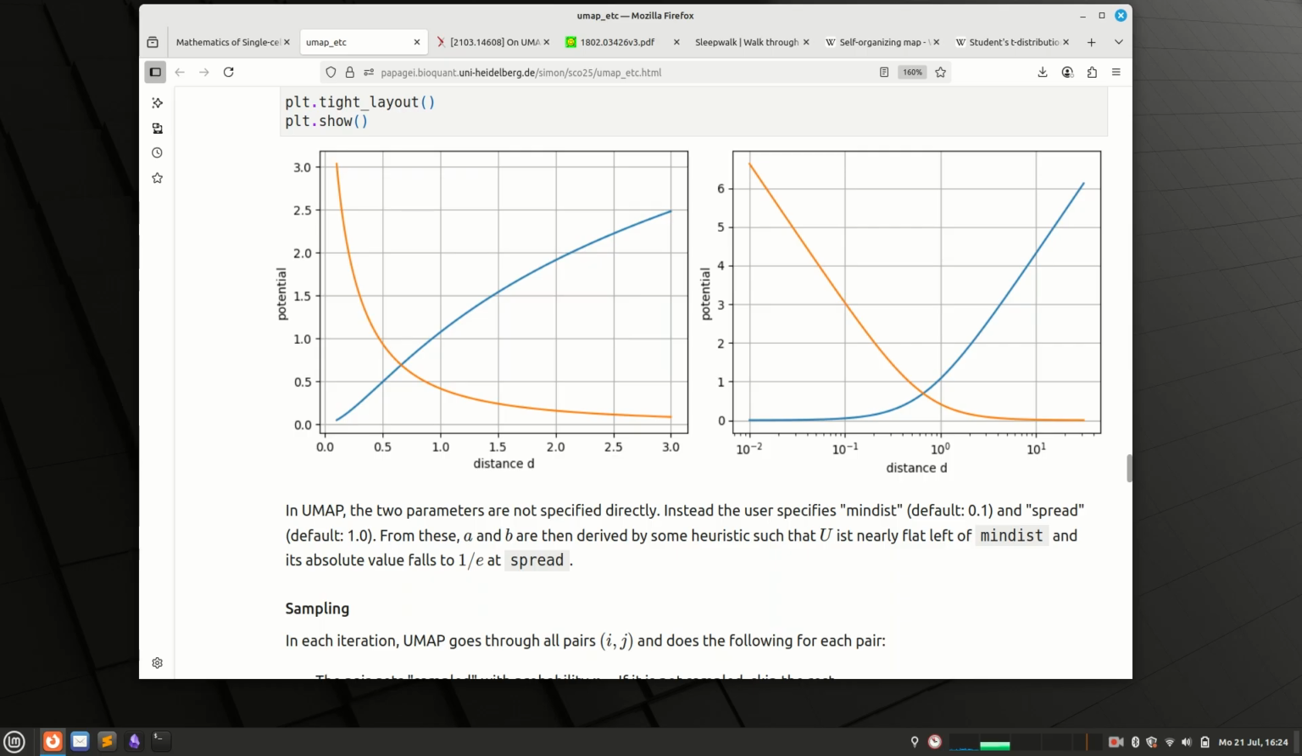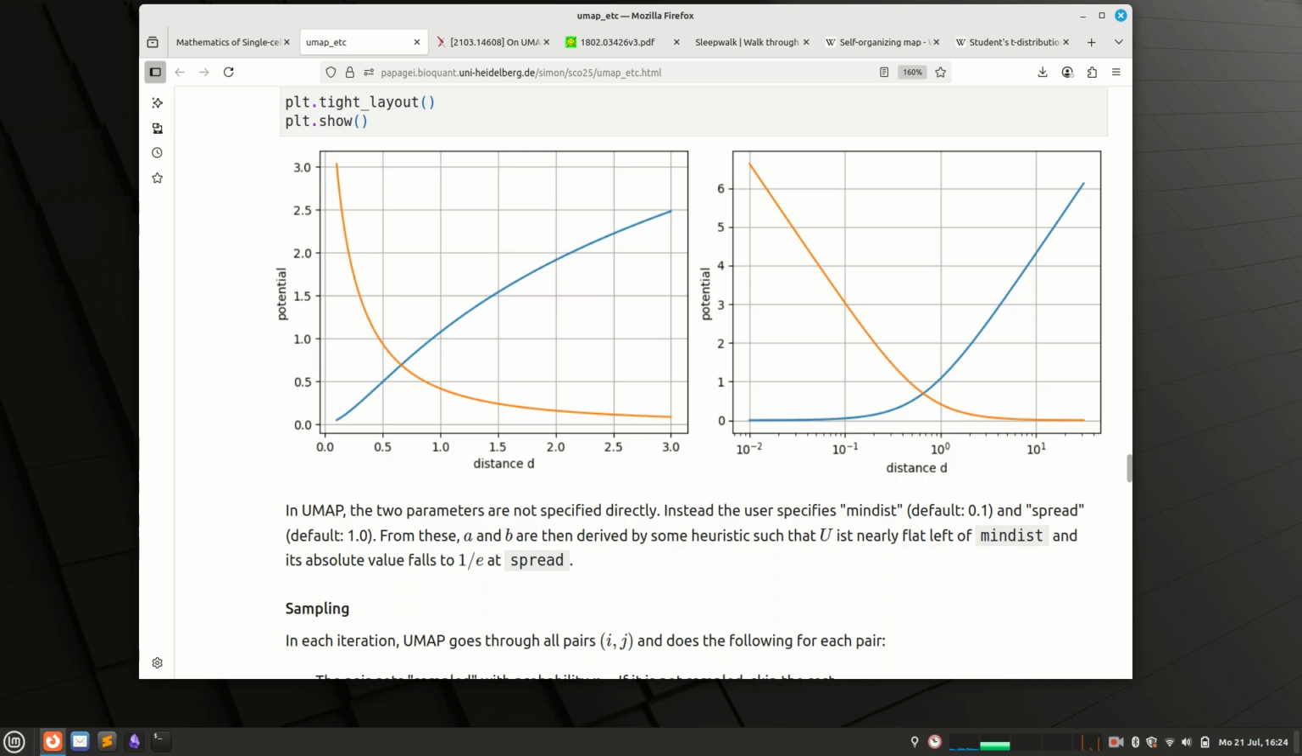And to make it easier, I made the x-axis logarithmic here, and then you can see this attractive potential, the blue one, makes the points get attracted to each other until you reach this value here, and then there's hardly any force left, and it more or less stays here. While the orange one is the repulsive potential, so it makes sure that everything which is not a neighbor tends to be at least that far away, and everything which is a neighbor tends to be around here.